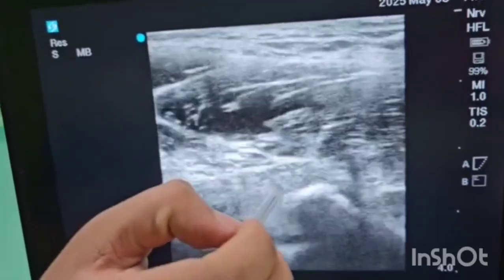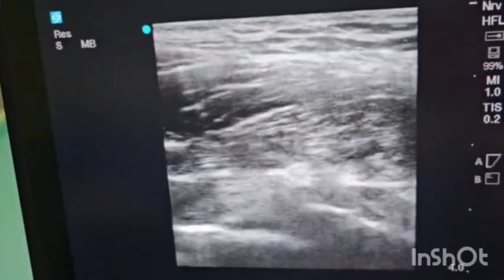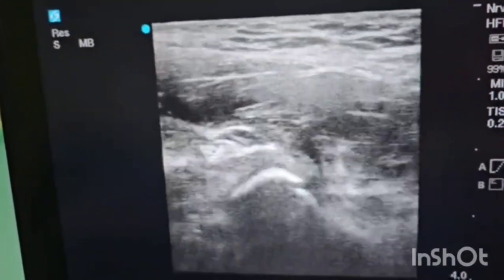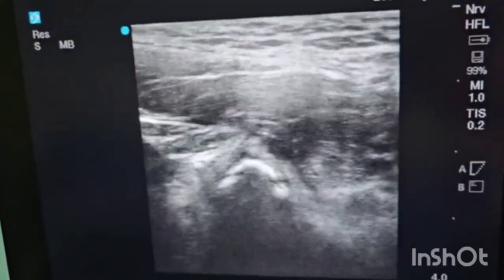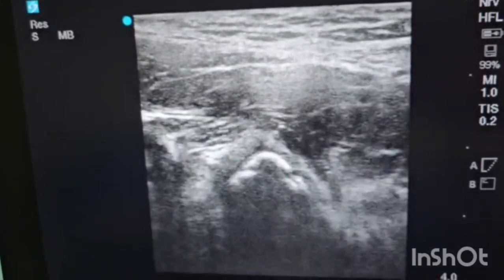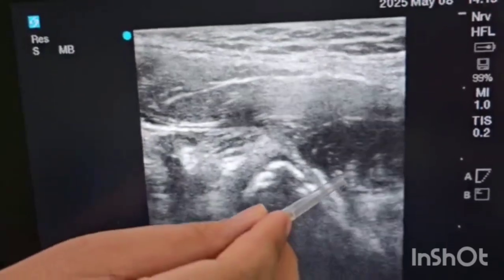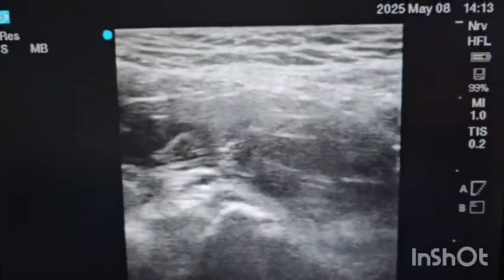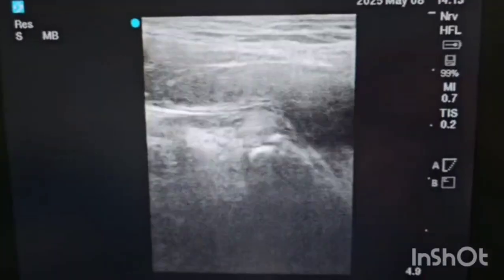Then, adjusting the probe in such a way that the iliacus muscle, the transverse abdominis and the sartorius make a bow tie appearance. So we can adjust the probe by moving craniocaudally. Above the anterior inferior iliac spine, we can see the iliacus muscle, and lateral to that we can see the sartorius, and medial to that we can see the transverse abdominis.